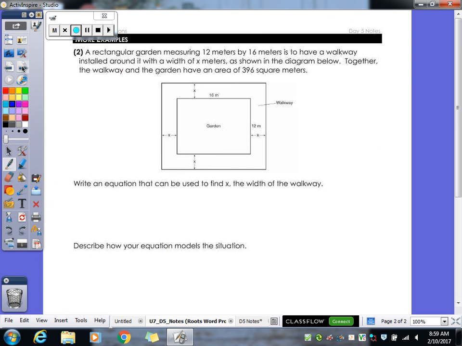All right, let's take a look at our next one on the back. This one was a tough one. This one was actually right off the Regents. So this is the kind of thing we can expect to see.